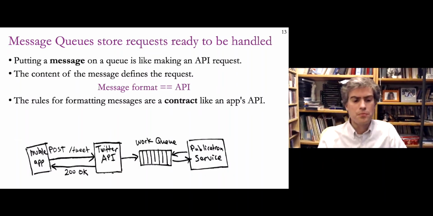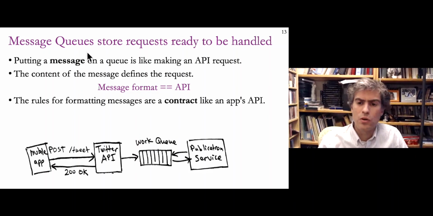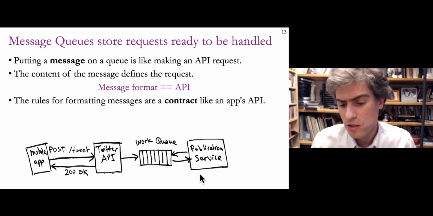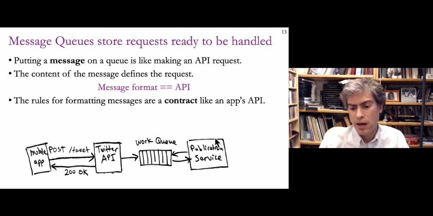Okay, so message queues store requests that are ready to be handled. That's this work queue here as an example. Putting a message on the queue is similar to making an API request, like a REST API request. The content of the message defines the request. So if you are implementing this publication service, instead of having a REST API for it, you define the message format for messages to be put on this queue such that the publication service will know how to interpret them.